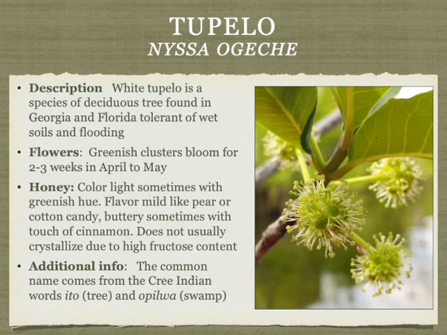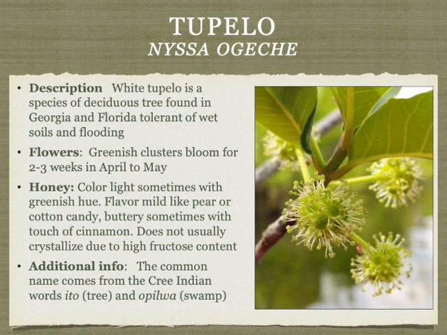Tupelo. This is another fairly well-known honey that's unique and people will pay a premium for. The color of the honey is light, sometimes with a greenish hue. Flavor is like pear, cotton candy, buttery, sometimes with a touch of cinnamon. It does not usually crystallize. If it does, it's very slowly. But if the honey crystallizes easily, then of course the question is, is this even Tupelo at all?